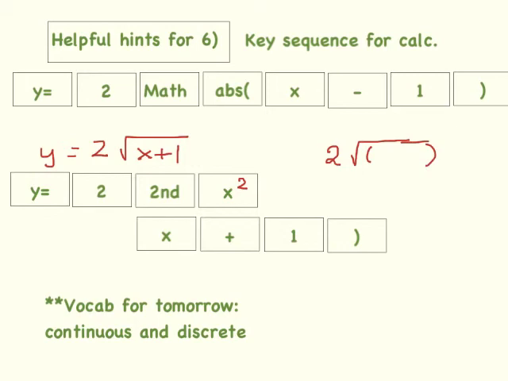Now our vocab for tomorrow is about continuous and discrete. So we kind of have talked about continuous and discrete today. Go ahead and write the definitions on your packet in the vocab section. If you want to draw a picture of what continuous and discrete looks like, that's fine. But those words are what I expect for tomorrow. Because when we go in tomorrow, we're going to discuss a little bit more about continuous and discrete data. See you then.